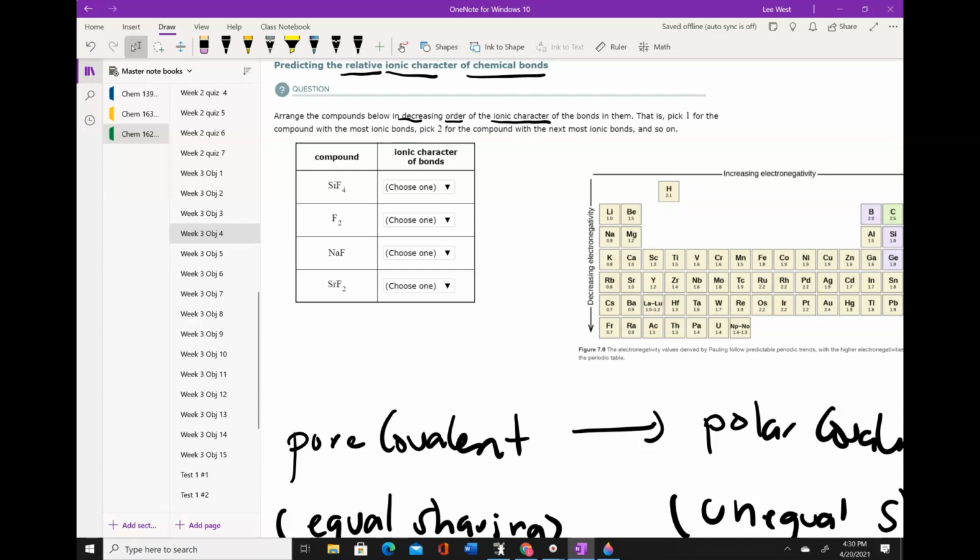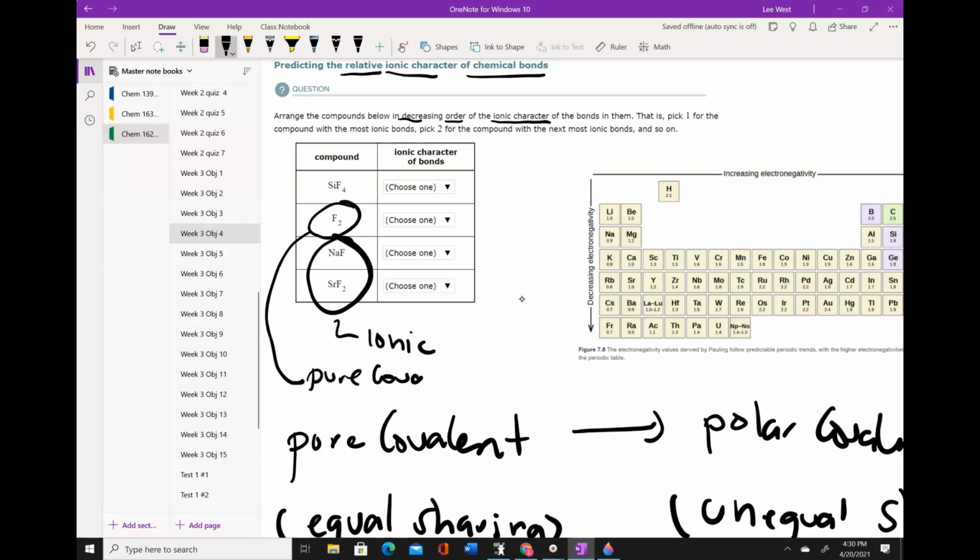Something I can see here is that these, a metal with a non-metal, are going to be ionic, aren't they? And then this one here, where we've got two atoms of the same type, is going to be pure covalent. And in here, where I've got a semi-metal or metalloid with fluorine, that's most likely going to be polar covalent.